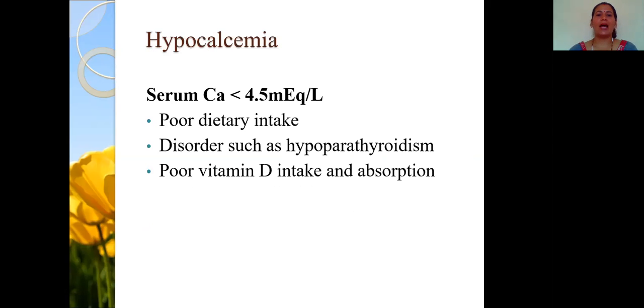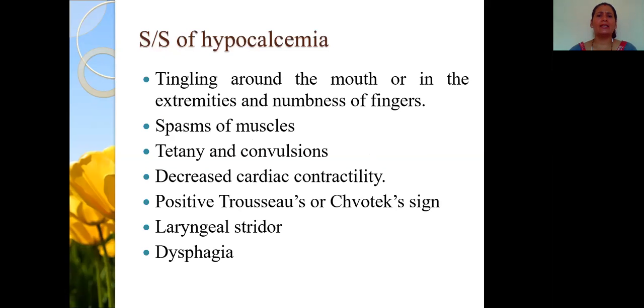Okay, here is the condition hypocalcemia. When the serum calcium level is less than 4.5 mEq per liter, we call it hypocalcemia. Poor dietary intake of calcium, disorders such as hypoparathyroidism, and poor vitamin D intake and absorption can lead to hypocalcemia. The signs and symptoms of hypocalcemia are tingling around the mouth or in the extremities, numbness of fingers, spasm of muscles, tetany and convulsion, decreased cardiac contractility, positive Trousseau or Chvostek sign, and laryngeal stridor and dysphagia.